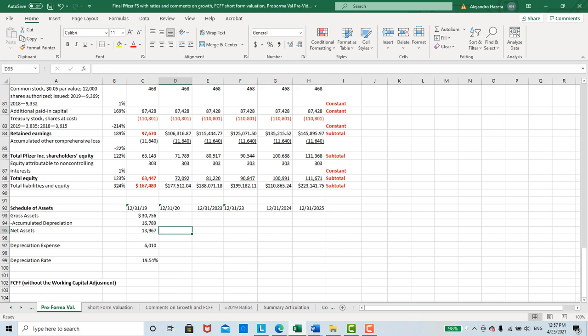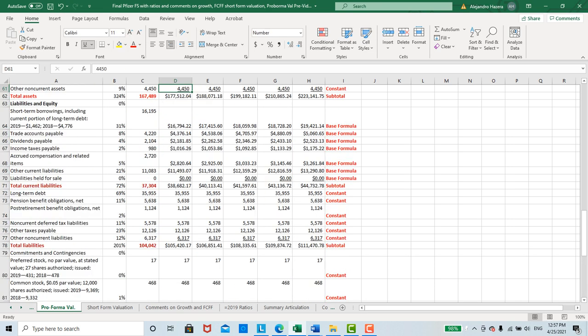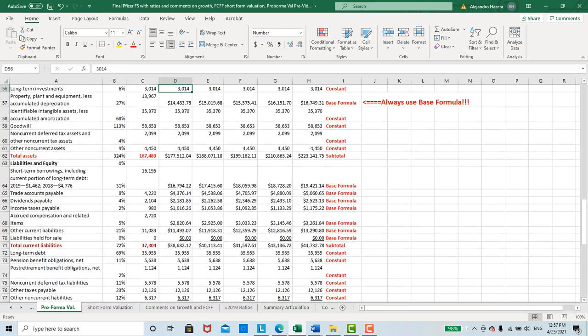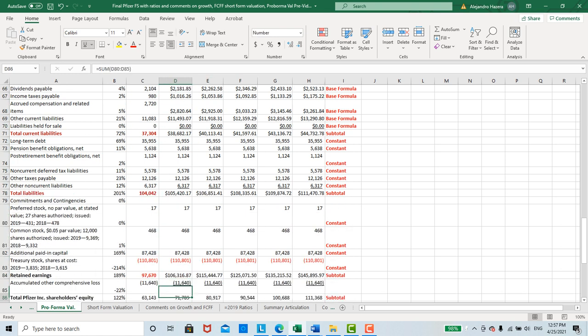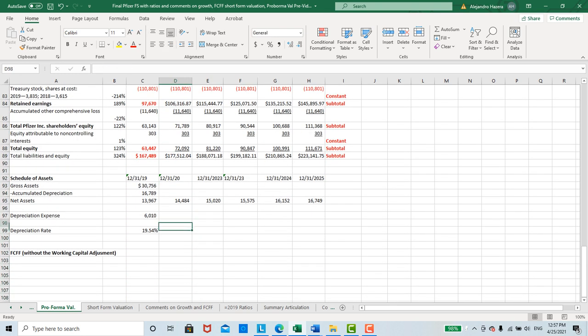Where do you get your net assets from? That's exactly where I got them before. You're going to get them from the balance sheet up top. You'll notice that all these numbers here are equal to row 57, and if you go back up to row 57, you'll see that that's my net assets. And by the way, that's why I use the base formula for that. Okay, so I use my net assets.